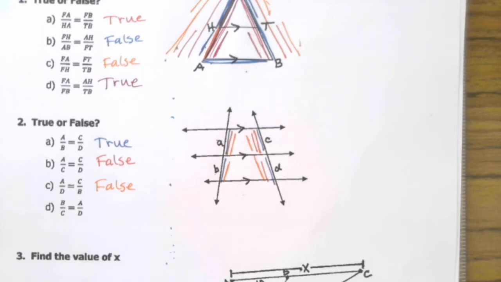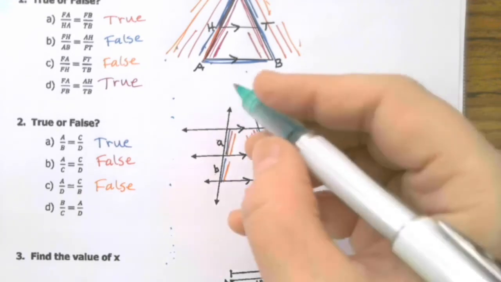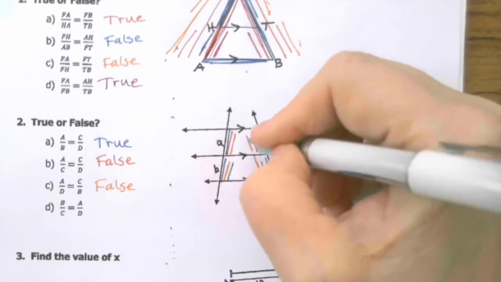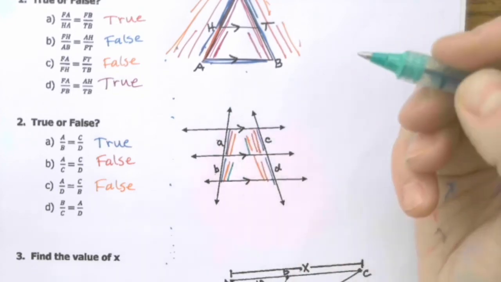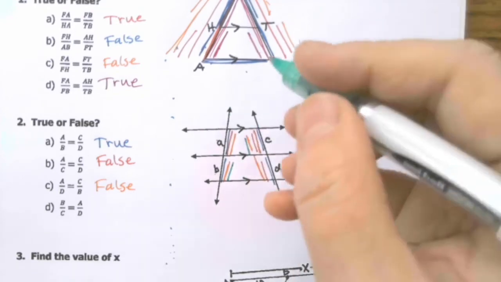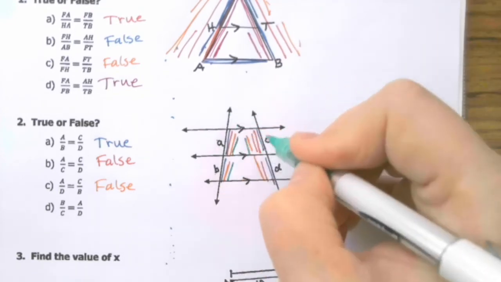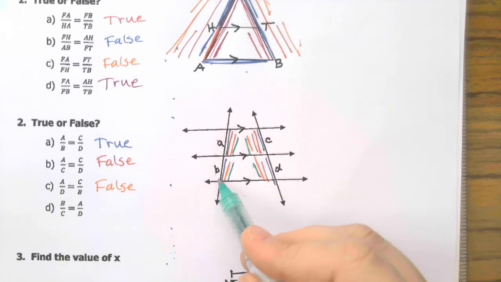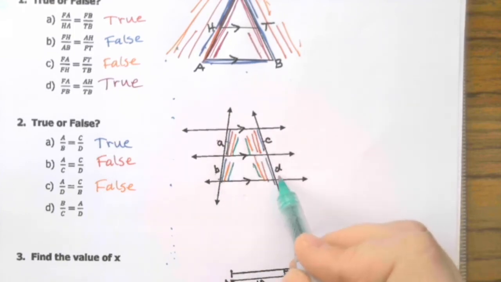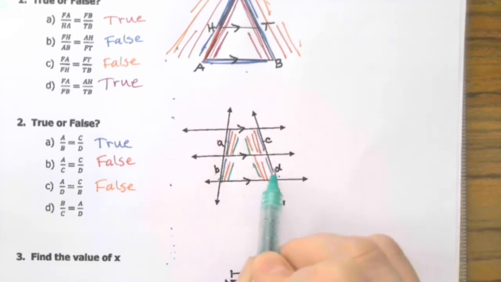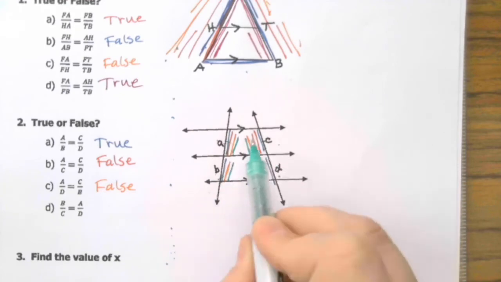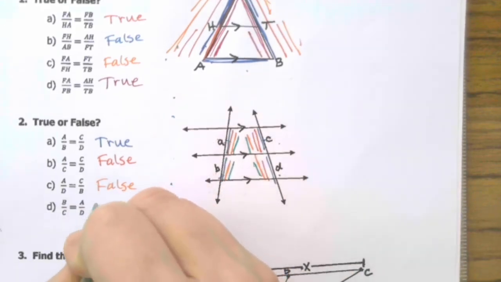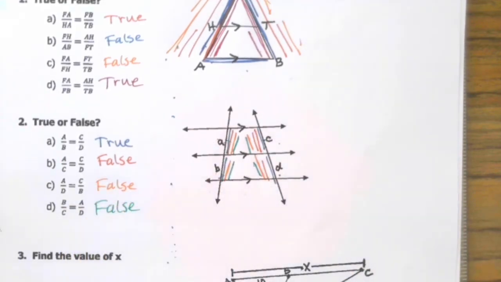And then the last one, B to C, bottom left, top right, equals A to D, top left, bottom right. Again, we're picking pieces apart that aren't going together. B over C, A over D. It wouldn't work like that. It would have to be B over D, A over C. But you can't go crosswise like that. So false.